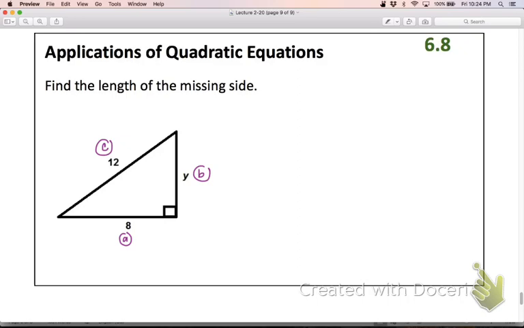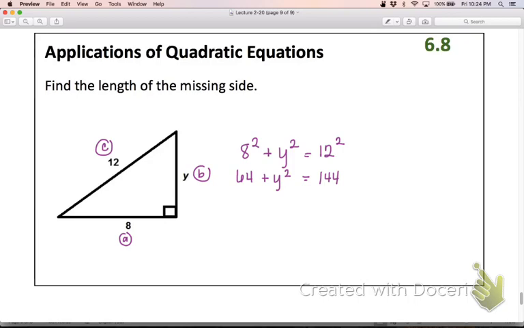So if I set this up, I'm going to have A squared, which would be 8 squared, plus B squared, which would be y squared, equals C squared, which is going to be 12 squared. So we get 64 plus y squared equals 144.